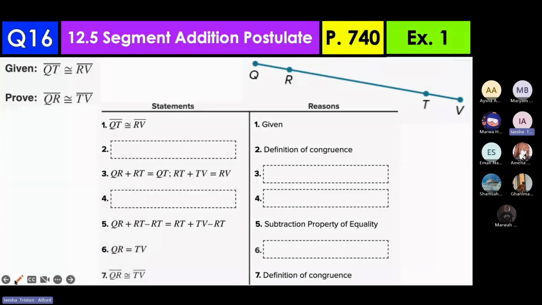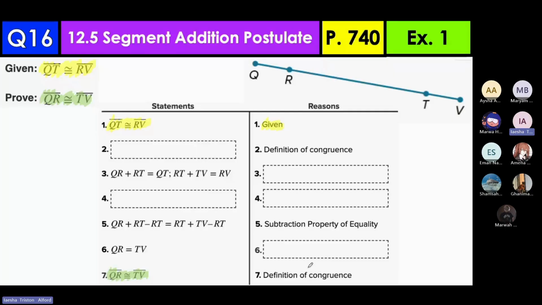I'm going to get the highlighter. We're going to find this one thing and see it in the proof. It is in line number 1, and the reason you write here is given. The next thing you're going to check is about the proof. QR is congruent to TV. It should be in the last line. So make sure you write it in the last line. For the reason, do not write here proof. Proof does not belong here.